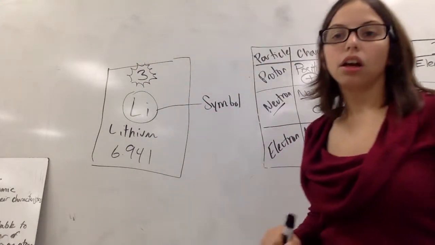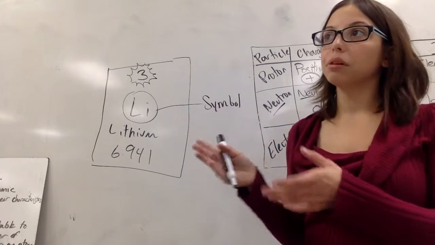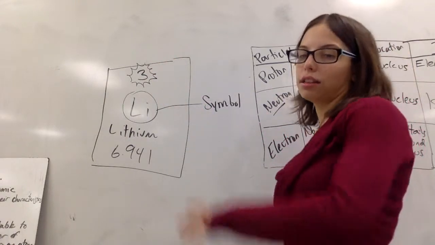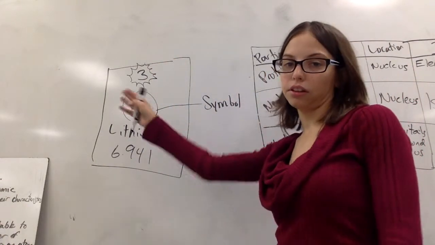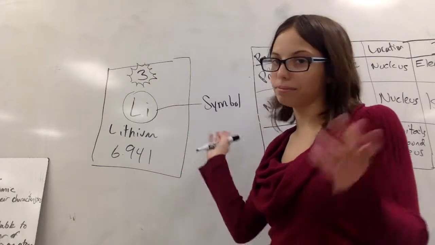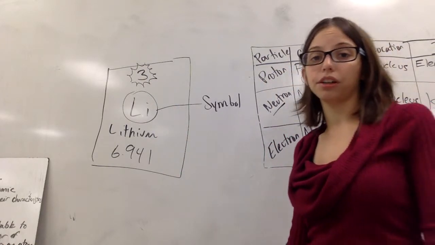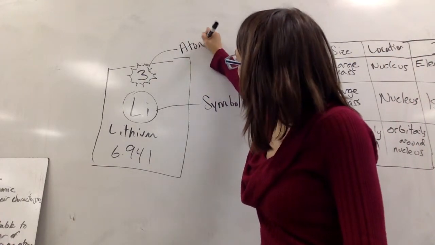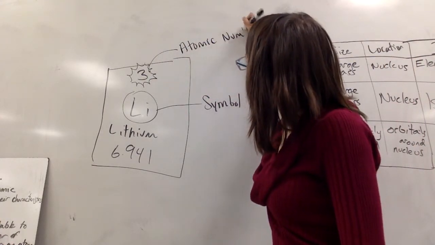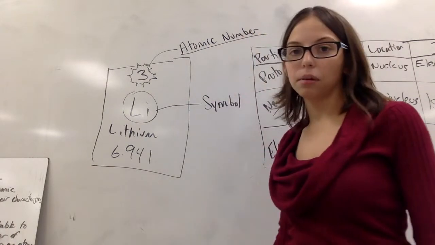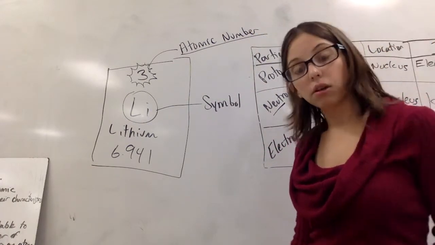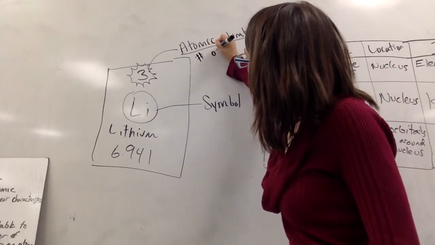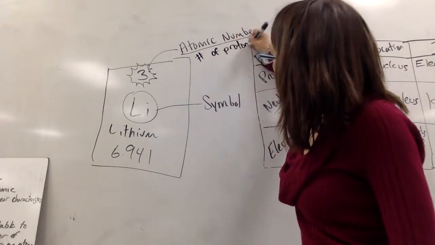This number right here on my periodic table in my classroom is actually in the upper right-hand corner. I've seen some that have it in the lower left-hand corner. I've seen some that have it kind of over here, or there. It might be different on each periodic table, but there's always going to be a whole number. What that is, that's your atomic number. Your atomic number is important. It tells you how many protons you have.